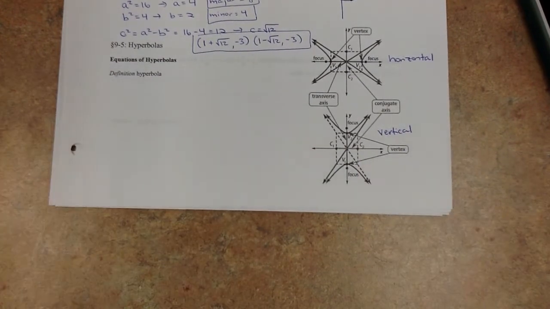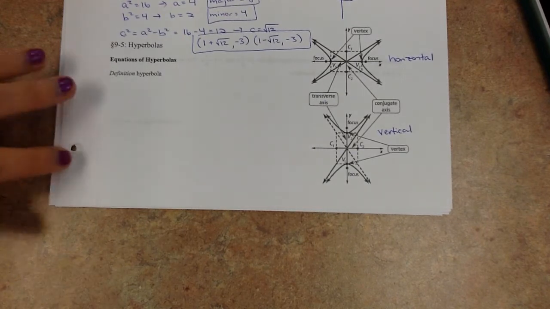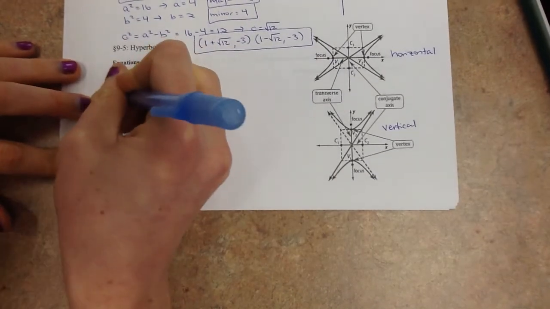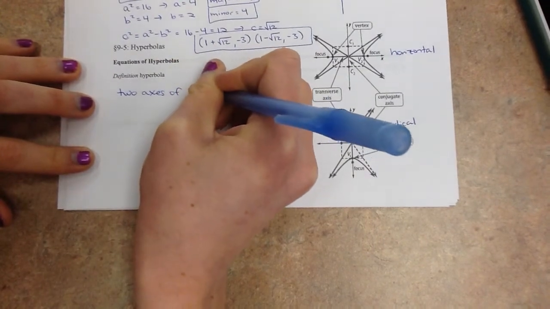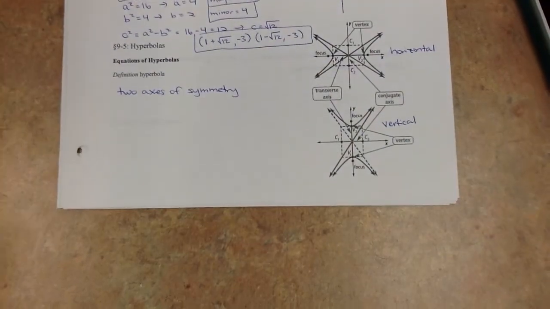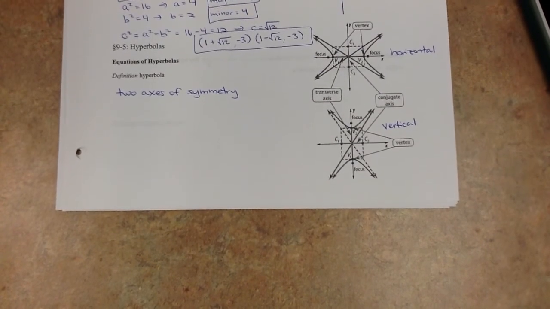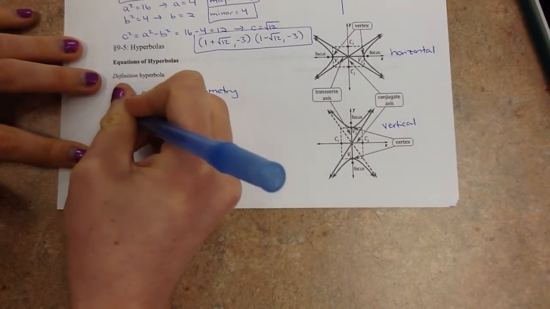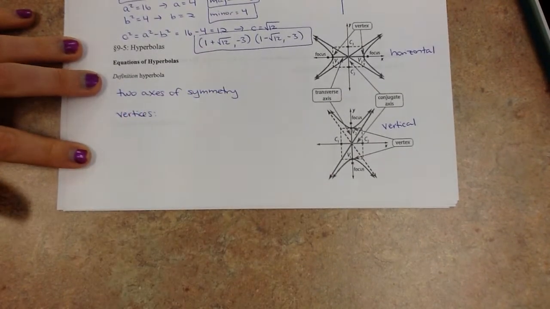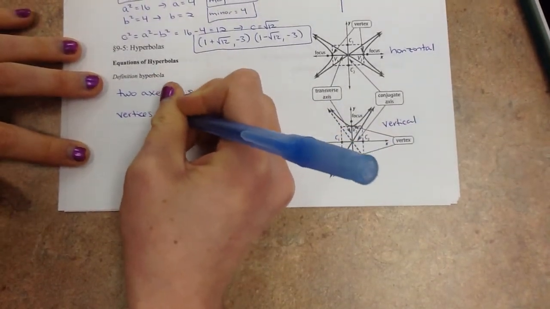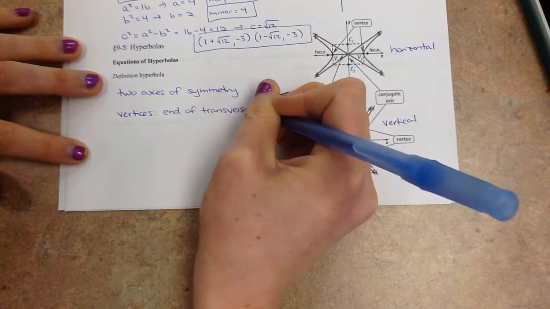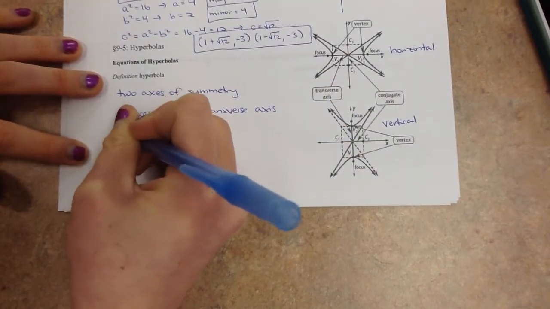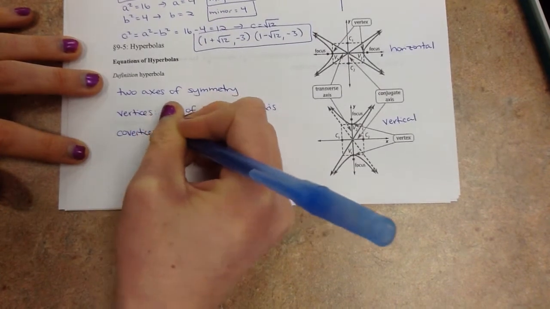All right, so just a couple of quick notes that we can keep in mind there. I just want to jot down a couple of things. There are two axes of symmetry, just like before, meaning you could fold that hyperbola in either direction, it would be the same. And then we have these vertices and co-vertices. The vertices are always at the end of the transverse axis. And then the co-vertices are always at the end of the conjugate axis.